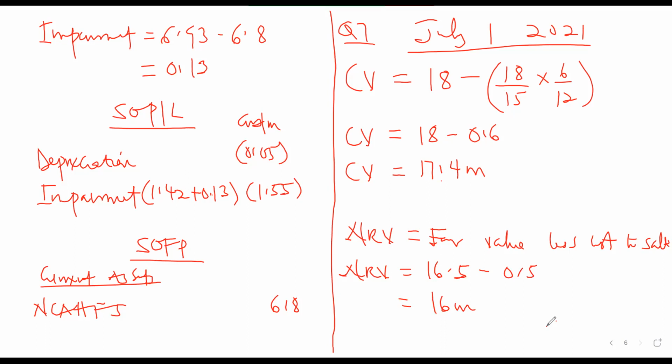All right. So our carrying value is 17.4 and our recoverable amount is 16 million. Is there any impairment there? Yes. Okay, the impairment will be 17.4 minus 16. That will be 1.4 million. Is that correct? Yes, please. Okay, let's move on.